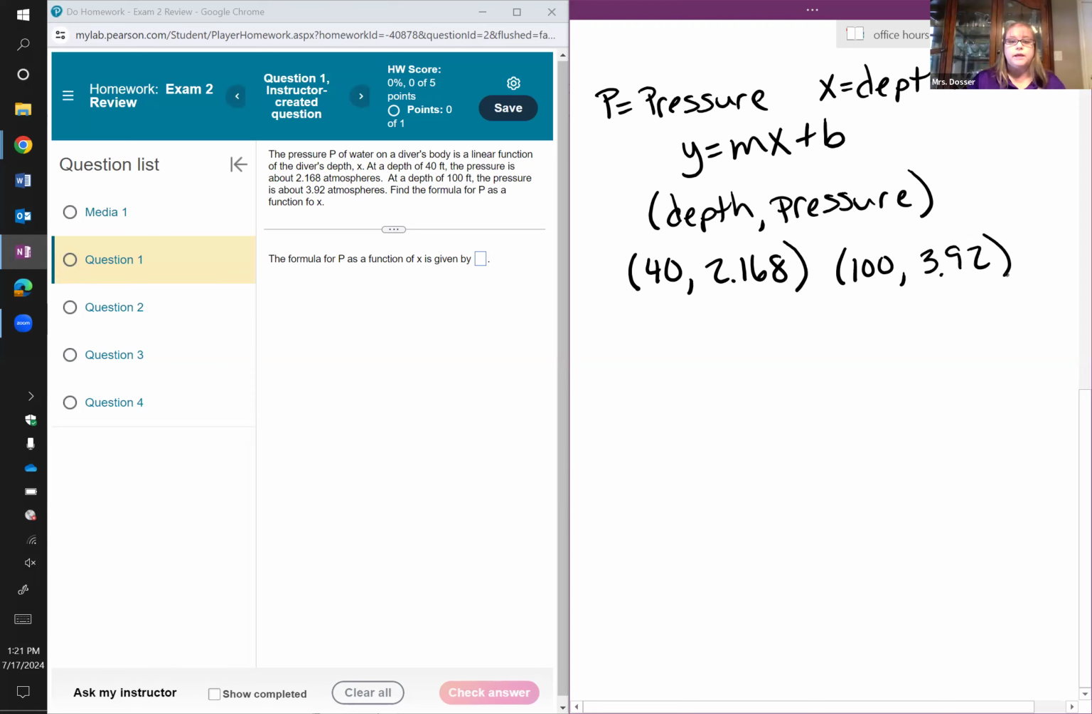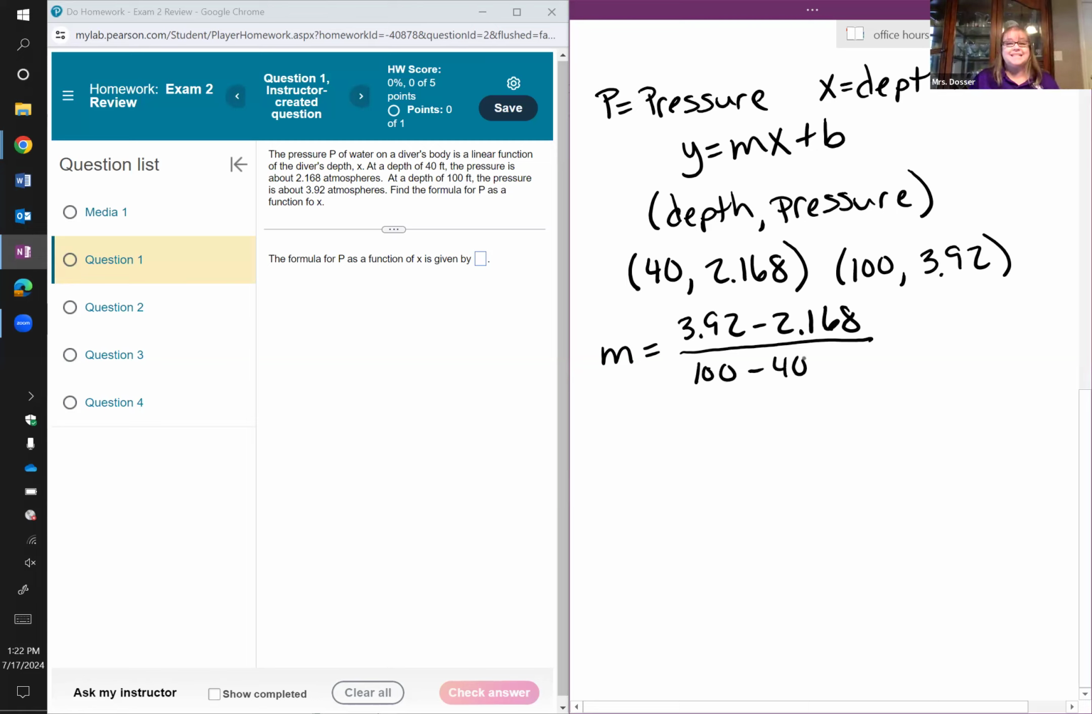Now we've got our 2 points. We can use those to find our slope. So remember, to find slope, we find change in Y over change in X, or rise over run, or y2 minus y1 over x2 minus x1, or y1 minus y2 over x1 minus x2. Any of those ways work because they all mean the same thing. Basically, we're subtracting the y's to find the change in y, to find the rise. That's what goes on top. So 3.92 minus 2.168. And then same thing to find the change in x, or the run. We subtract the x's. So 100 minus 40.